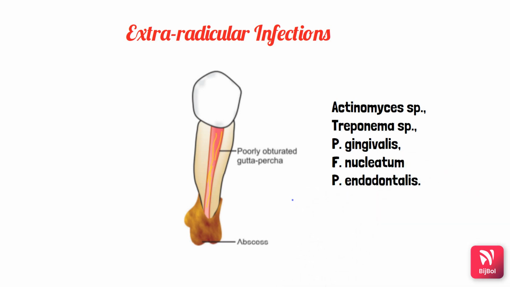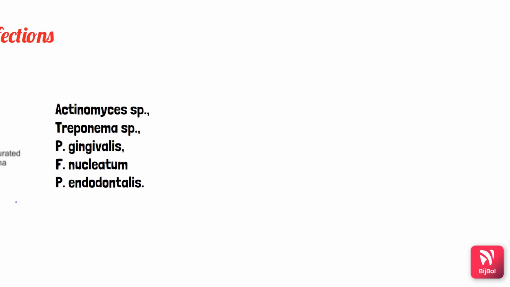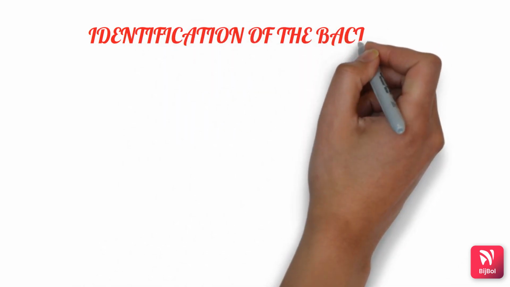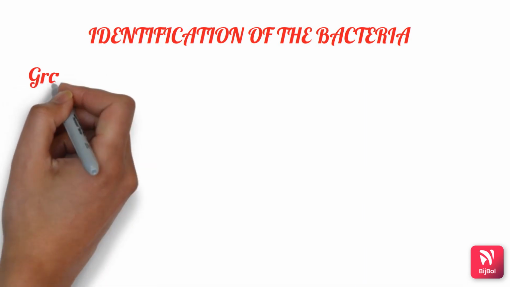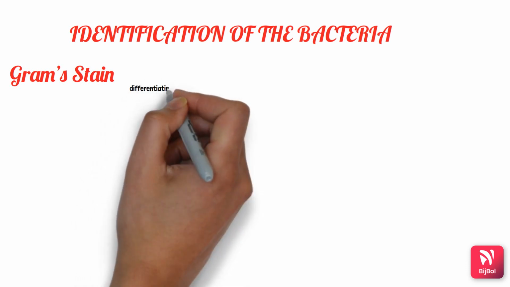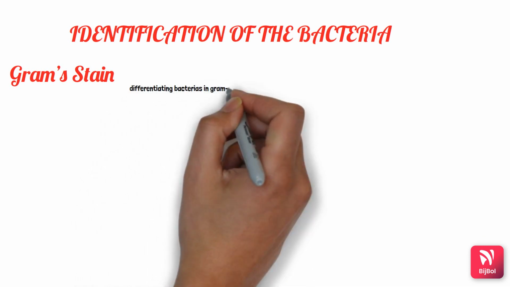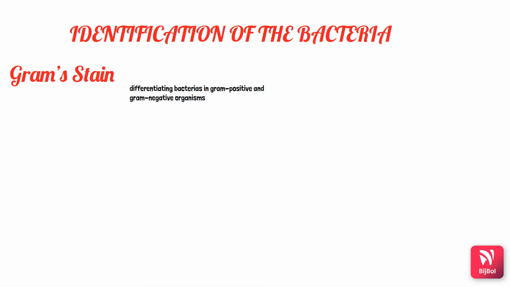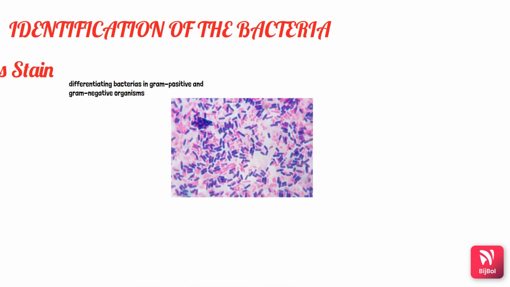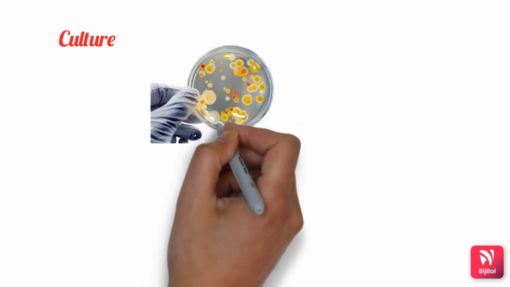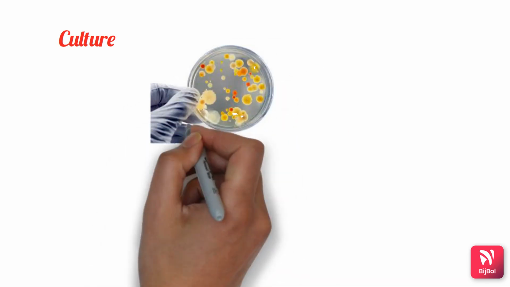And if you see the identification of the bacteria, tests can be done to detect the microorganisms and their sensitivity to a particular antibiotic. The Gram stain, which was developed by Christian Gram in 1884, helps in differentiating the bacteria into gram-positive and gram-negative organisms. Next, we'll see the culture. This is a method, though done very little these days, but its importance is very much because of the wide range of bacteria found in endodontic infections.